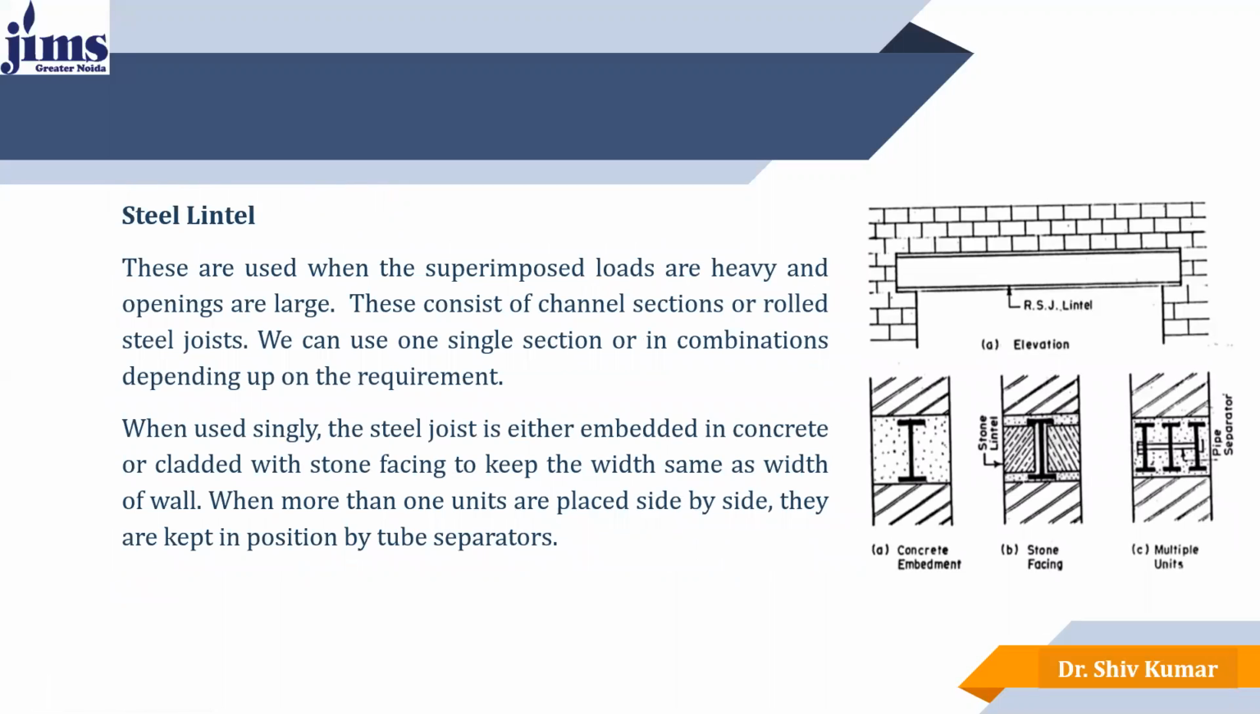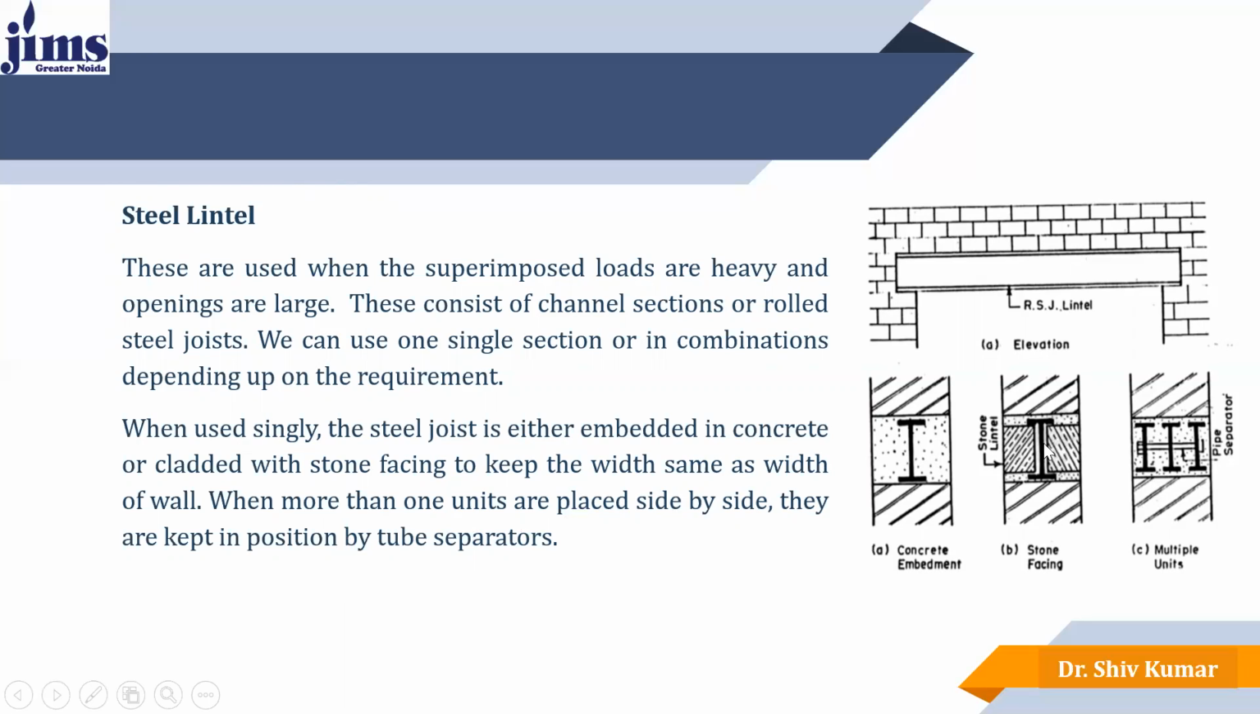Now come to the next material, which is steel lintel. These are used when the superimposed loads are too heavy and openings are comparatively larger. These consist of channel sections or rolled steel joists. We can use one single section or combinations depending upon the requirement. When used singly, the steel joist is either embedded in concrete or cladded with stone facing to keep the width same as width of the wall. When more than one unit are placed side by side, they are kept in position by tube separator.